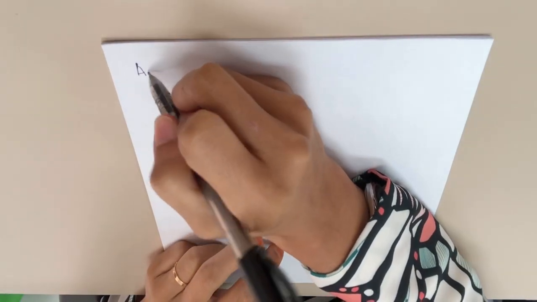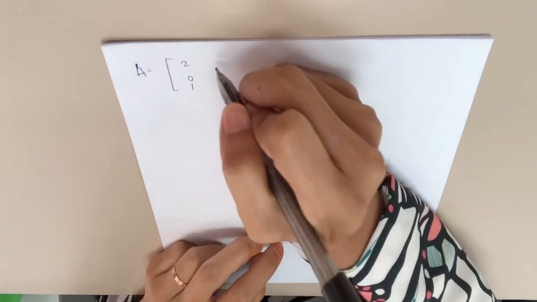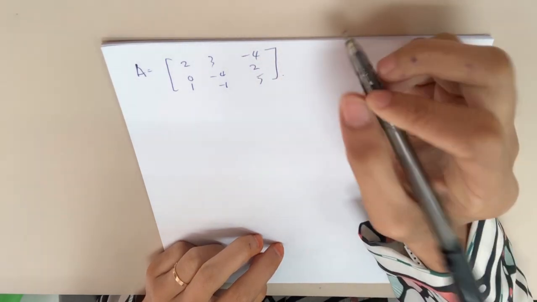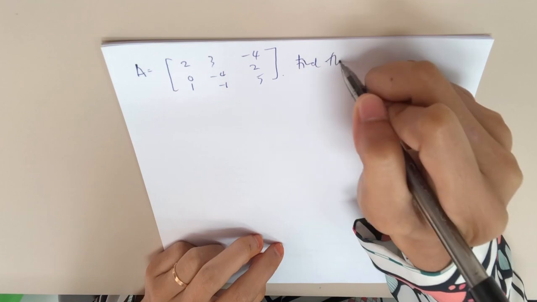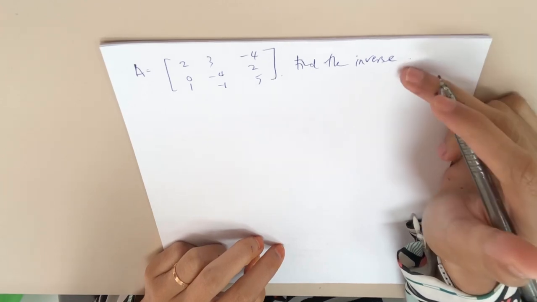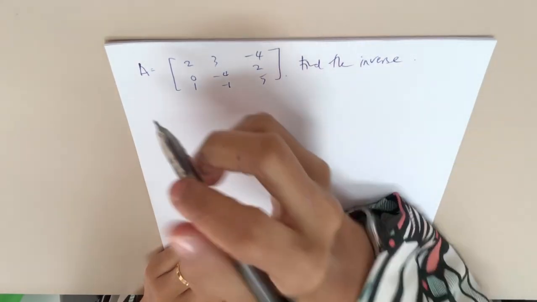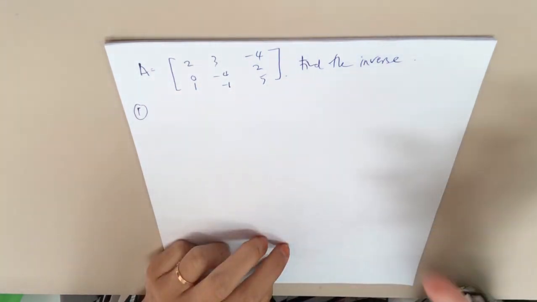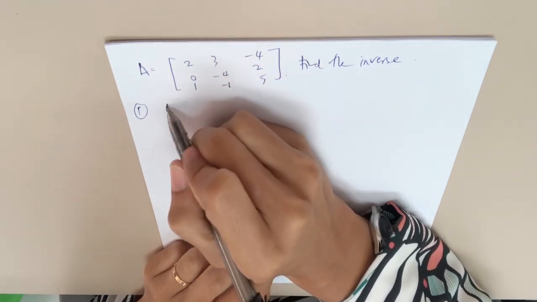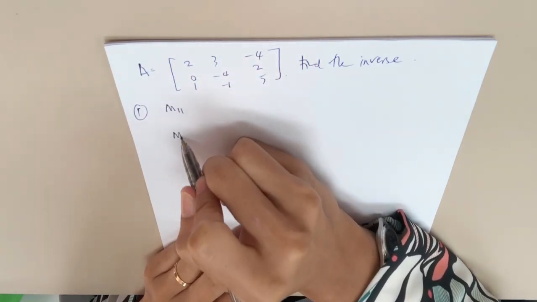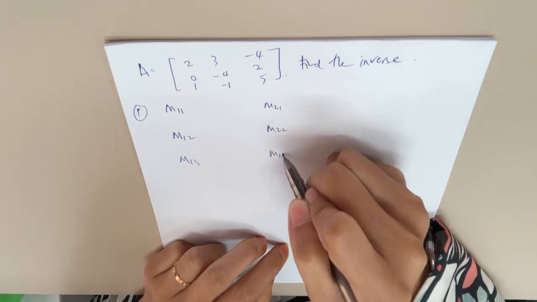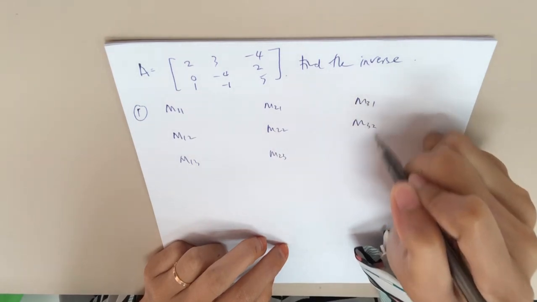Let's say your matrix A is 2, 0, 1, 3, -4, -1, -4, 2, 5. So the question asks you to find the inverse. A short, simple question, but there are 3 steps that you need to do. The first step is you need to find all the cofactors. To get your cofactor, you need to find the minor first. So you need to calculate M11, M12, M13, M21, M22, M23, M31, M32, M33.